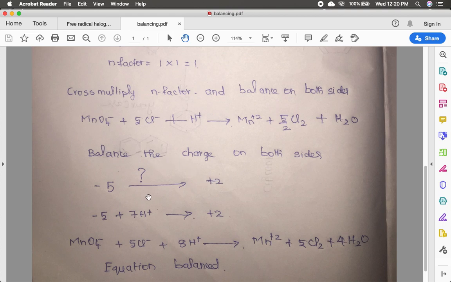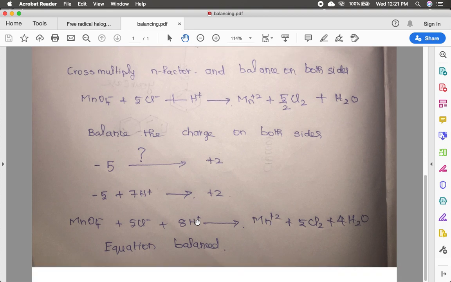So how can we increase the charge from -5 to +2? We cannot disturb this number, we cannot disturb this number. However, we can disturb this one. So we already have 1 H plus. If I add 7 more H plus, then I'll get +2 here. So by adding 7 H plus to this equation, the total charge on both sides is balanced.